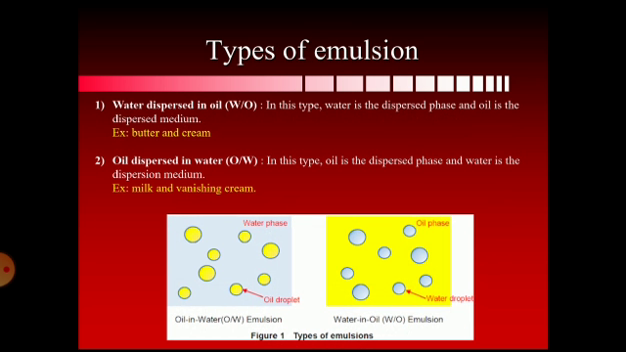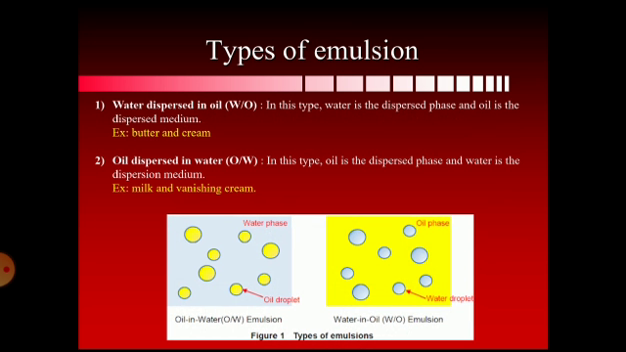I hope you know what the dispersive phase and the dispersion medium are. Dispersive phase means the substance is present in a minor quantity, and the dispersion medium is the substance present in larger quantity, like solute and solvent. Fine. So example, butter and cream. These are the type of water dispersed in oil, where water is the dispersive phase and oil is the dispersion medium.